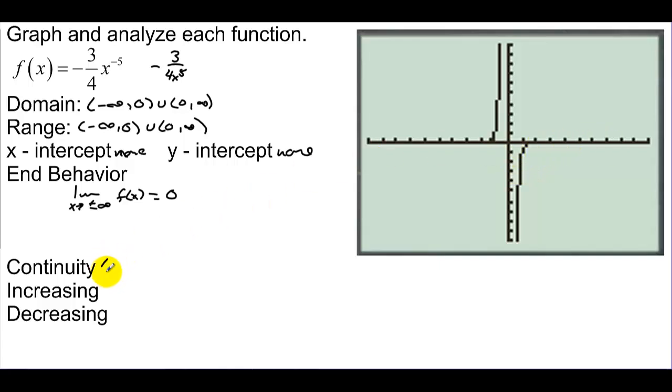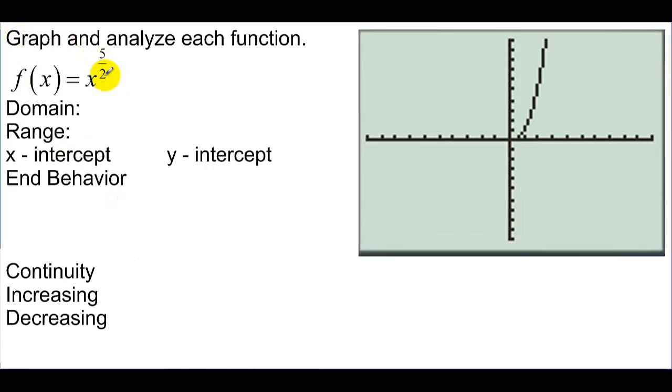The continuity is the same as the domain, negative infinity to 0, 0 to infinity. This function increases from negative infinity to 0. So as we go left to right, this function is increasing the entire time, or at least from negative infinity to 0, and decreasing, oh, actually it's increasing once we skip over 0, 0 to infinity, and this function never decreases.